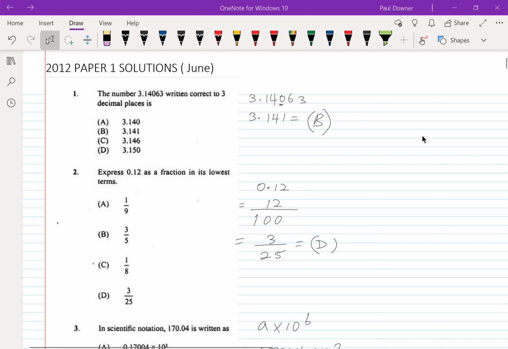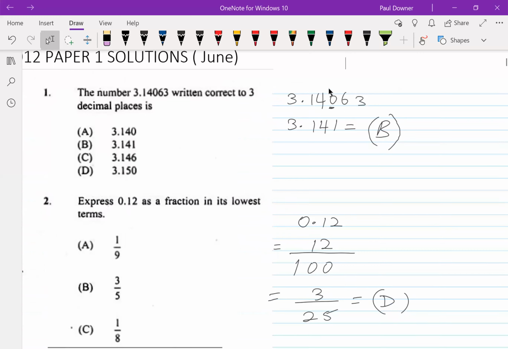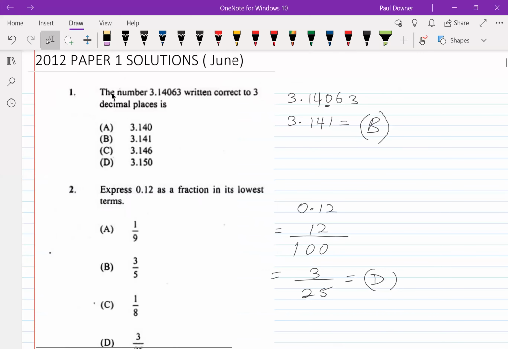All right, so let's look at the paper here. It's 2012, June, paper 1. Now the first question here, let me just enlarge the screen slightly. First question here was the number 3.14063 written correct to 3 decimal places. So we're looking at 3 decimal places, meaning we're starting from this point here and counting 3 decimal places. So that's 1, 2, 3. So you're looking at the 0 for 3 decimal places.